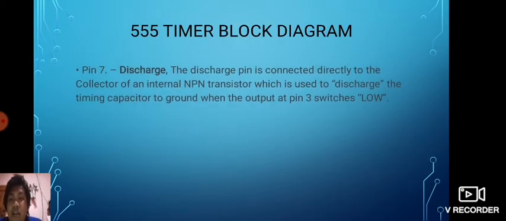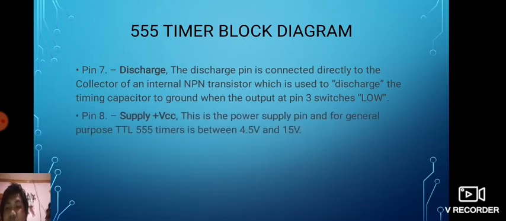Pin 7, discharge. The discharge pin is connected directly to the collector of an internal NPN transistor, which is used to discharge the timing capacitor to ground when the output at pin 3 switches low. Pin 8, supply plus VCC. This is the power supply pin, and for a general purpose TTL 555 timer it is between 4.5 volts and 15 volts.